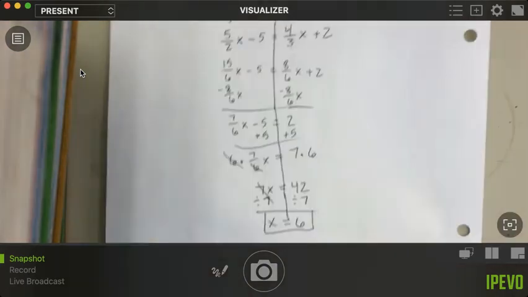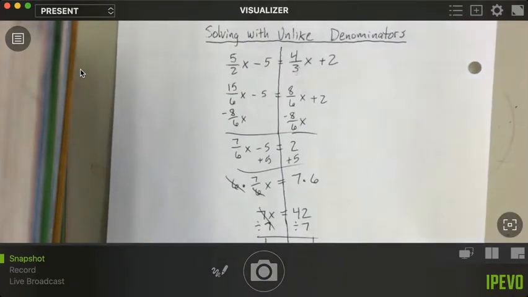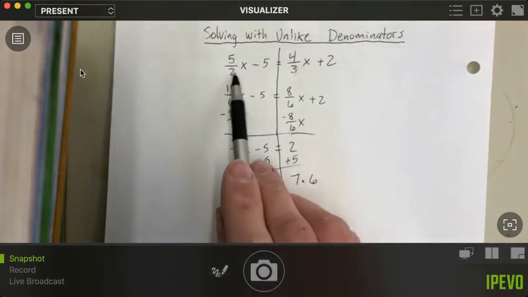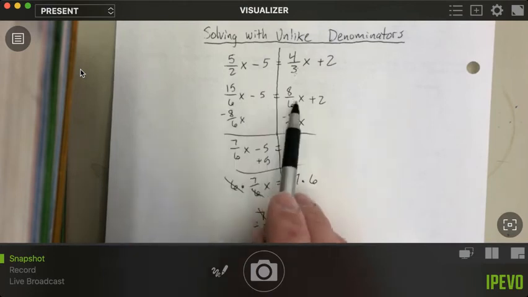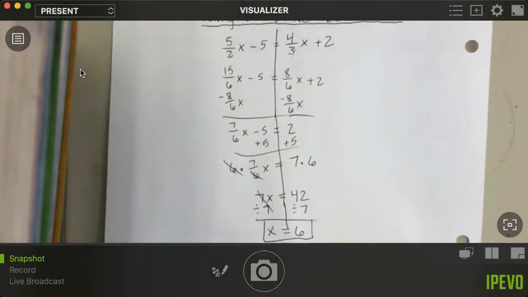All right, so once again, the only difference that you have to worry about is if the fractions do not have a common denominator. That's your first play. You've got to make sure they do. And then everything else is exactly the same as what we have been doing.